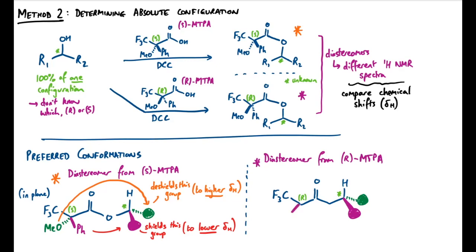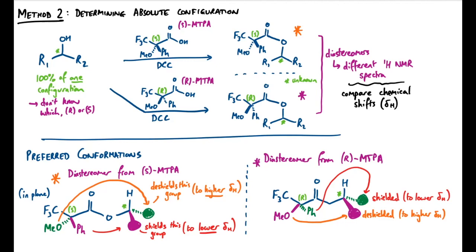This time, the methoxy group is on the front face and the phenol group is on the back. So the shielding and de-shielding happens the opposite way round. All the signals on the purple group will be deshielded and move to a higher chemical shift. The groups on the green blob will be shielded by the phenol group and move to lower chemical shifts.